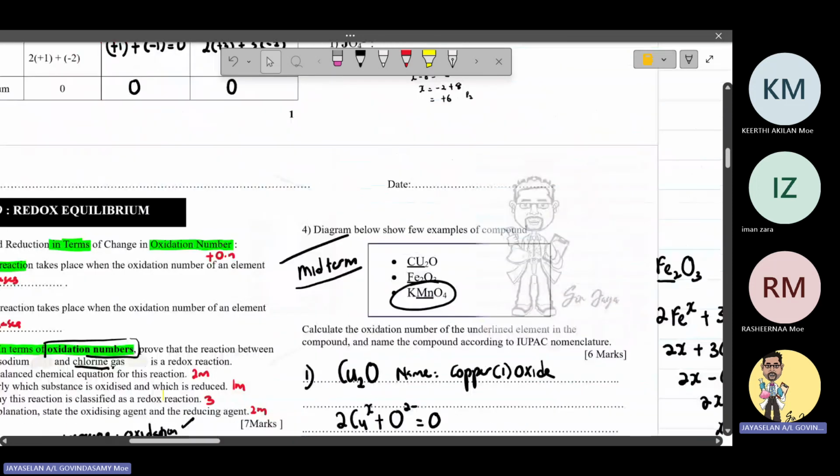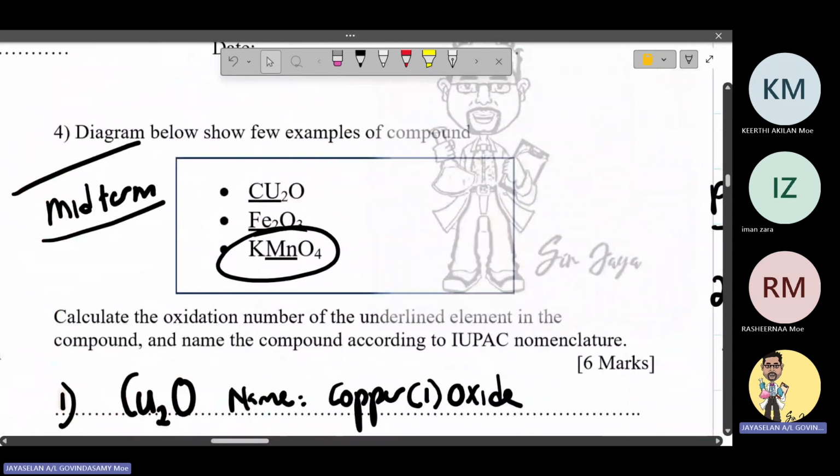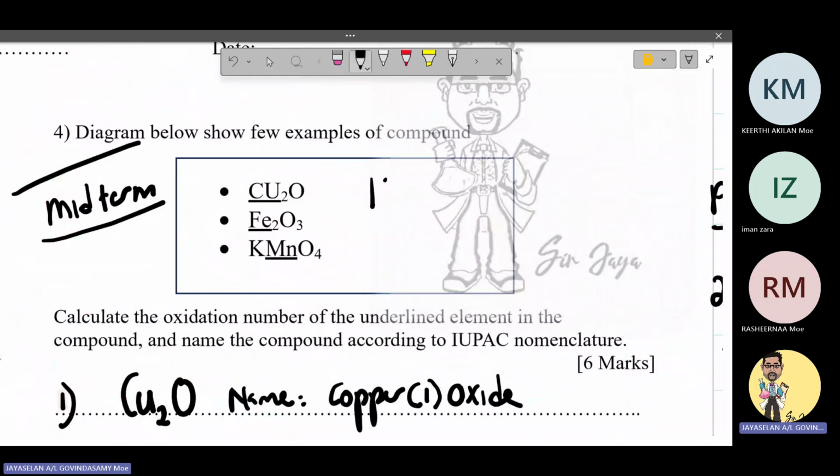Your homework, in the exam only these 4. One more, write K2Cr2O7. I want you to find the oxidation number of this one and name the compound. So these four are compulsory to memorize. Once you have copied, raise your hand. We go to the next part.